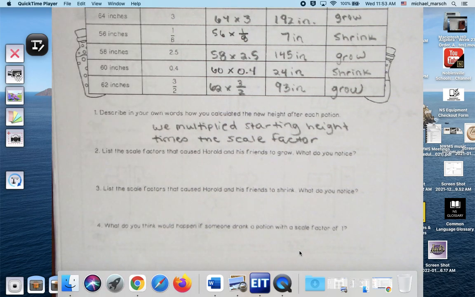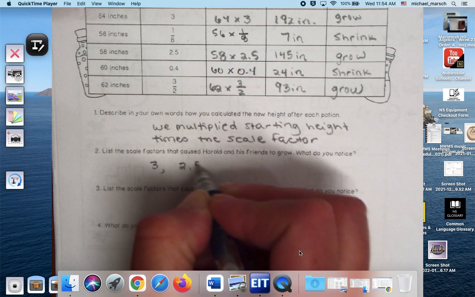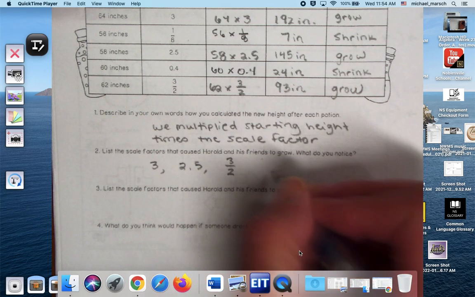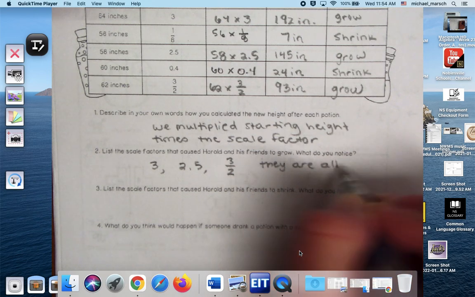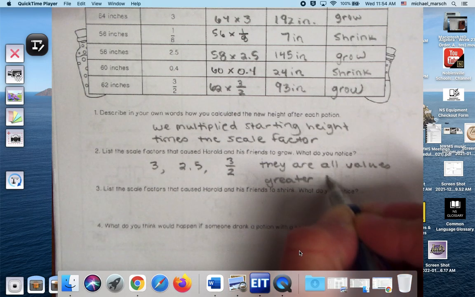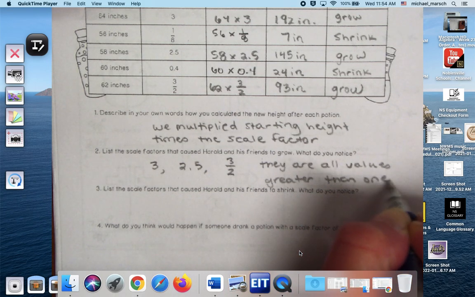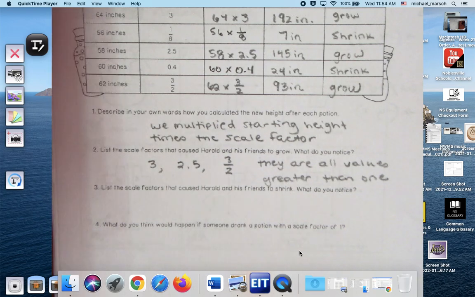I know you noticed this yesterday, Noah. Can I say what I said yesterday? The ones above 0. Above 1, right? So we had 3, 2.5, and 3 halves. And what do we notice? They are all values greater than 1. So anytime you multiply by a value greater than 1, that means you're increasing, because you're multiplying it times more than 100% of that actual value.